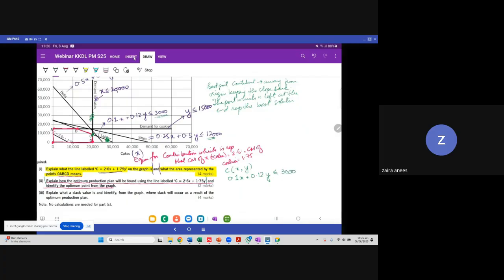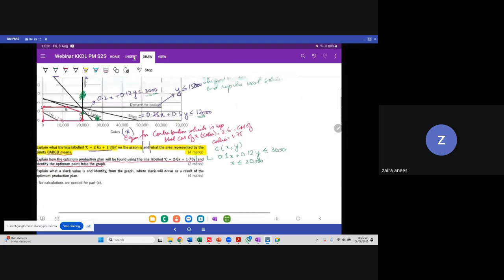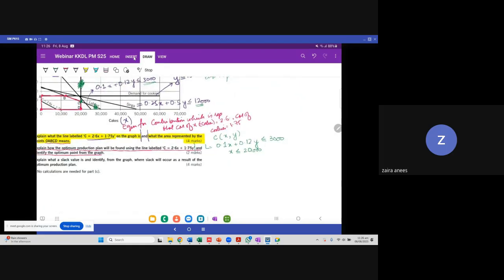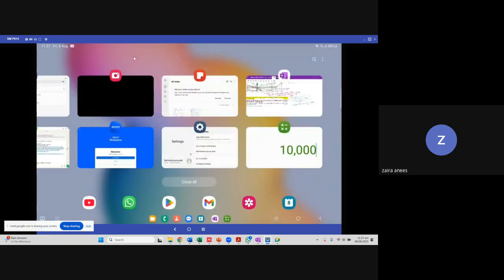This is the equation of labor. And the second line is for x. So we just need to write x should be less than or equal to 20,000. So this is an easier option, right? At this point, because we already know the value of x, we just need to put the value of x in this equation in order to get the value of y. So 0.1 of 20,000 plus 0.12 of y should be equal to 3,000, right?